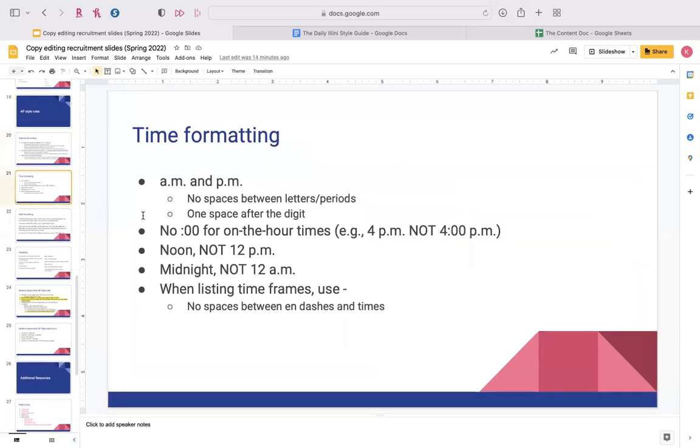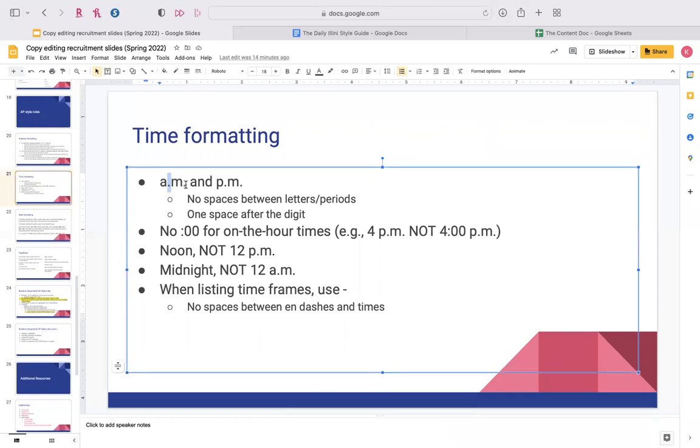So next I should talk a little bit about AP style time formatting, a.m. and p.m. It'll always be like that. Make sure the periods are there, and one space after the digit. So 9 p.m. would be like that.